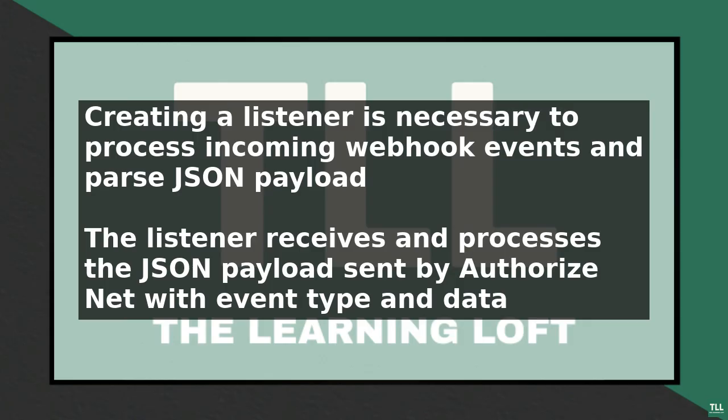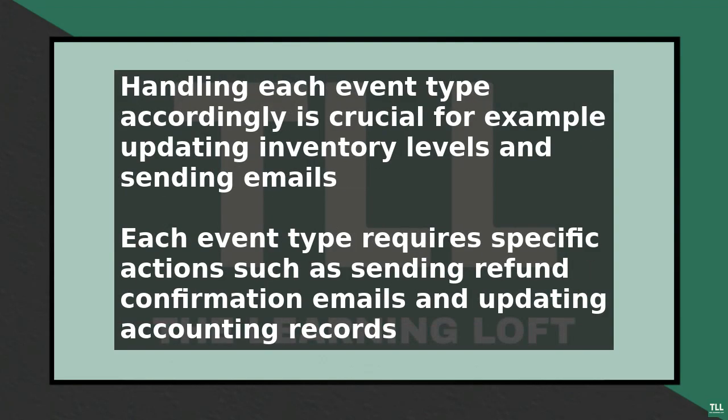Step 2 is to handle each event type accordingly. For example, when a net payment settlement event occurs, you may want to update your inventory levels and send a confirmation email to the customer. When a refund issued event occurs, you may want to send a refund confirmation email to the customer and update your accounting records.